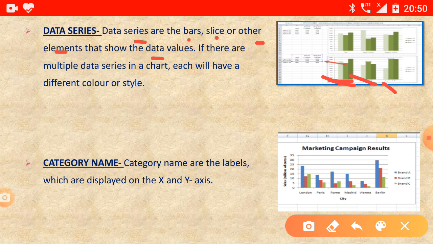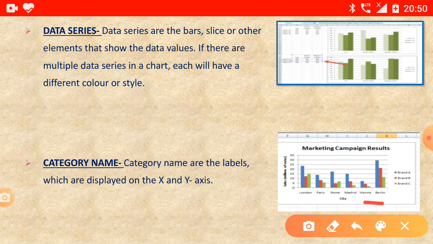Now come to the category name. What is the category name? Category names are the labels which are displayed on the x-axis or y-axis. You can see the x-axis is here, and the y-axis is here. On the x-axis the name is city, and on the y-axis the name is sales. So these are the category names.